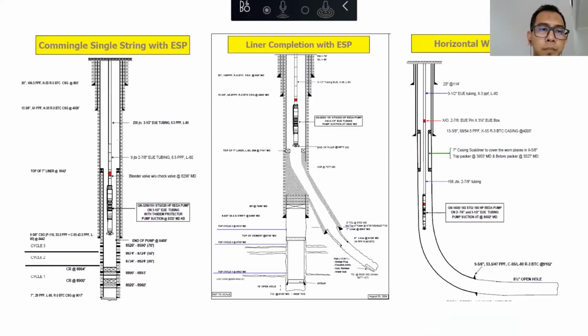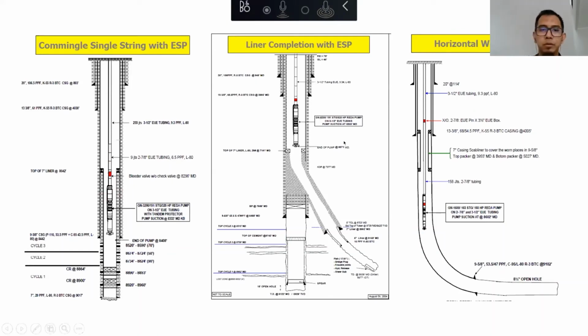Here are also some samples of well completion for you. There's a commingled single string with ESP, liner completion with ESP, and horizontal well with ESP. All of these samples are using electric submersible pumps. In this case, they're using the ESP with 9 joints of 2.78 tubing, and the well is a single string.